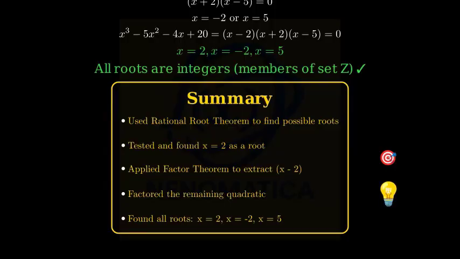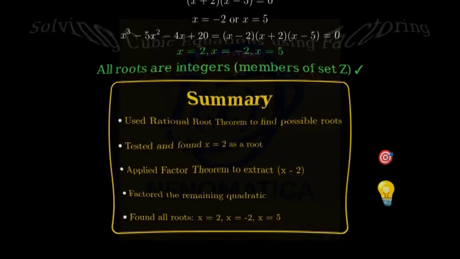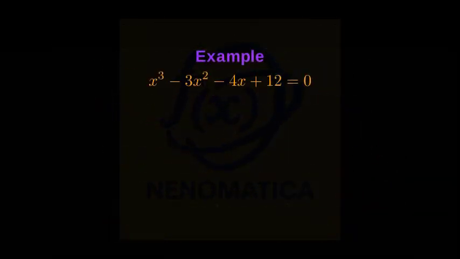Remember, the rational root theorem gives us candidates to test, and the factor theorem lets us reduce the problem once we find a root. Let's start by examining our equation. First, let's look at the constant term of our cubic equation.